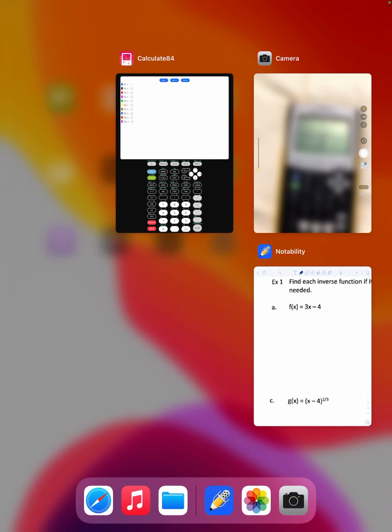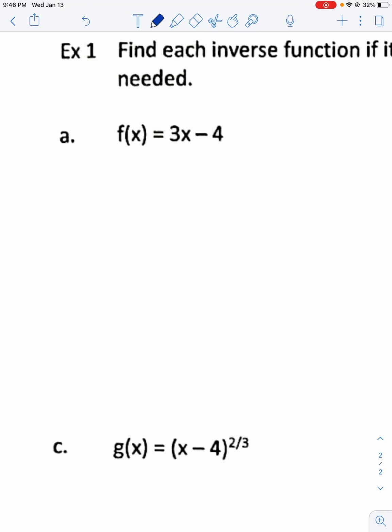So what does that mean? Well, that means it can have an inverse function. So this one, it checks out. We can find the inverse for this equation. So here's how we do it. We switch x and y.